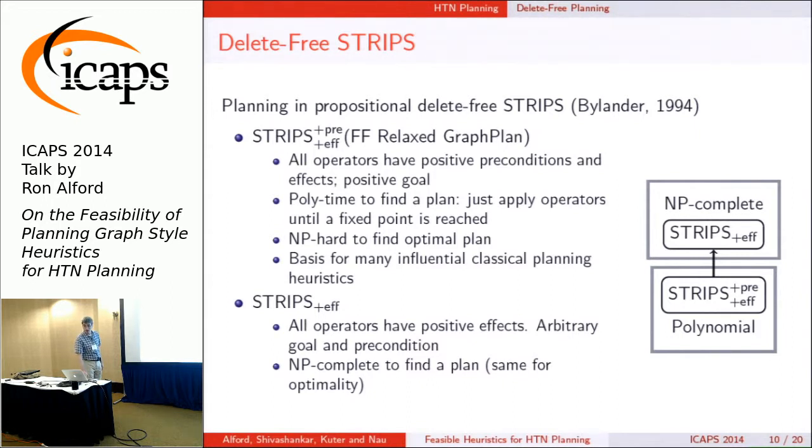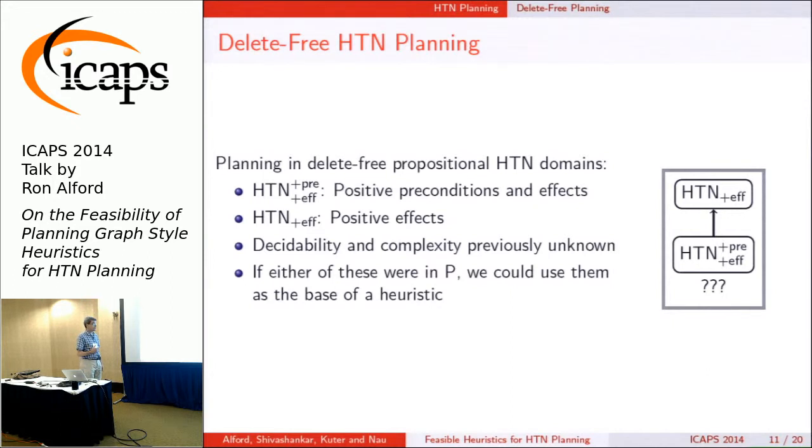So what are our corresponding classes for HTN planning? HTN planning with positive preconditions and effects, and HTN planning with positive effects. The decidability and the complexity of these were previously unknown. So that's what we're going to be talking about in this paper. But if we could do either of these in polynomial time, we'd have the basis real quick now for a heuristic for HTN planning.